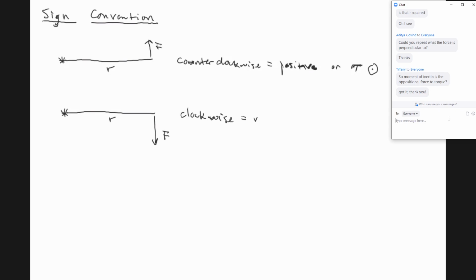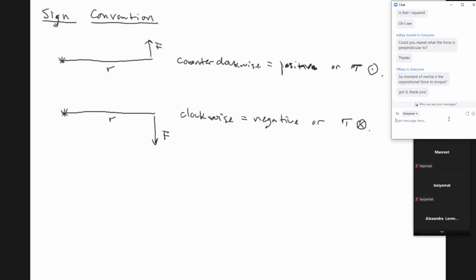This is defined as negative torque, or torque that is going away from you, okay? So what we need to see, let me turn on my camera.